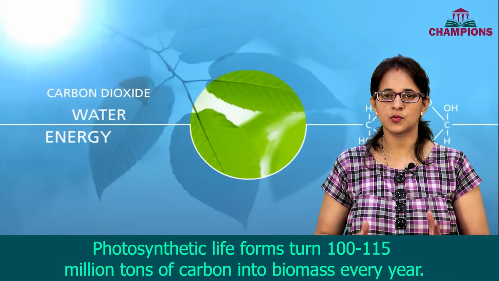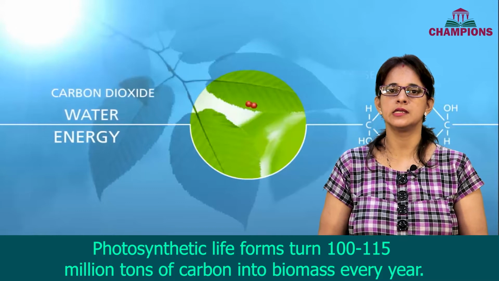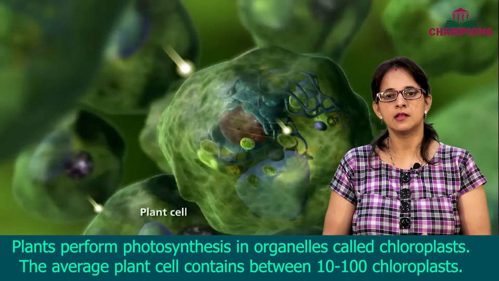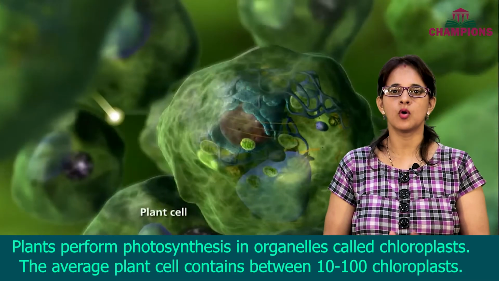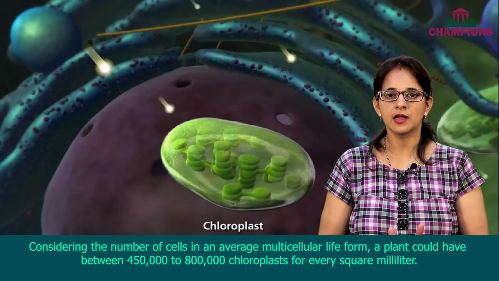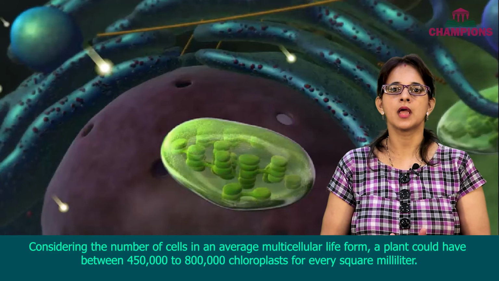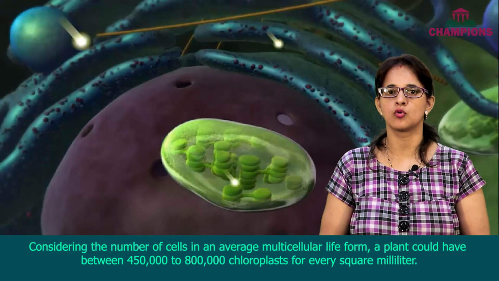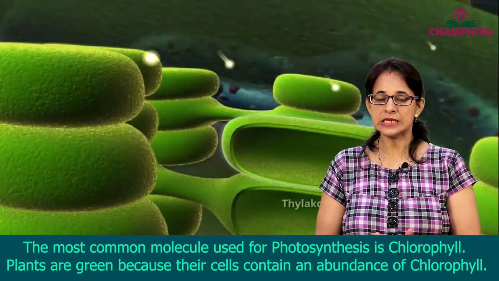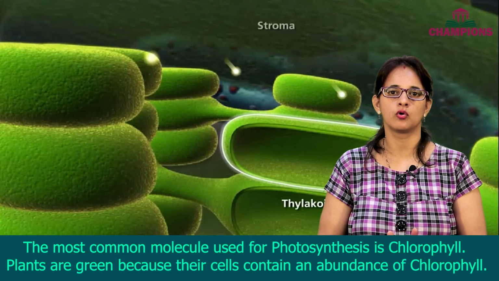And this whole process of photosynthesis is because of special organelles in the plants called chloroplasts. In a plant cell, there can be 10 to 100 chloroplasts per cell. And considering the number of cells in a multicellular plant, there can be up to 8 lakh chloroplasts per square millimeter. Now these chloroplasts have a special green pigment called chlorophyll.